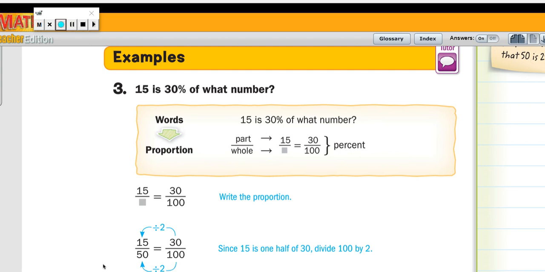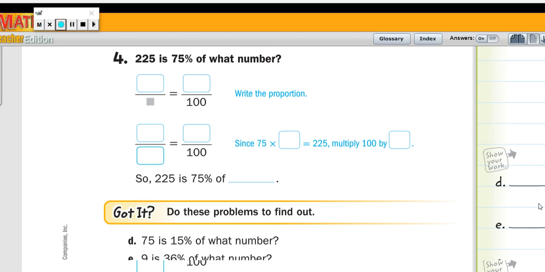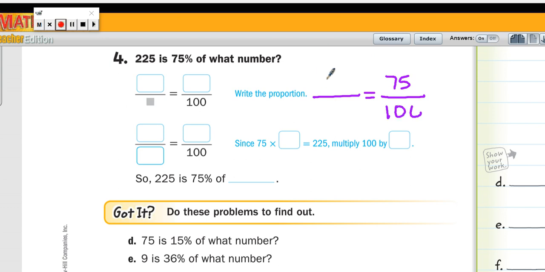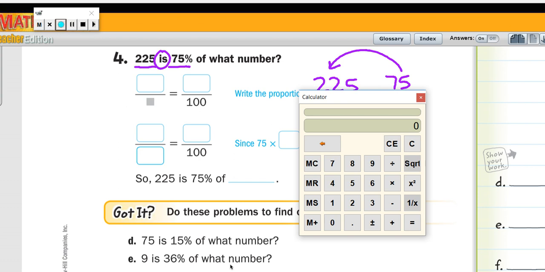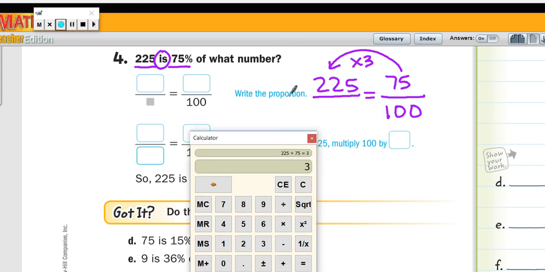Let's look at our next example, number 4. 225 is 75% of what number? So first I'm going to start with my percentage. 75 out of 100. 225 means it's going to go on the top. So how do I get from 75 to 225? Well, if I take 225 divided by 75, that gives me 3. So I'm multiplying by 3. I multiply both by 3 to keep them equivalent. So this would give me 300. So 225 is 75% of 300.